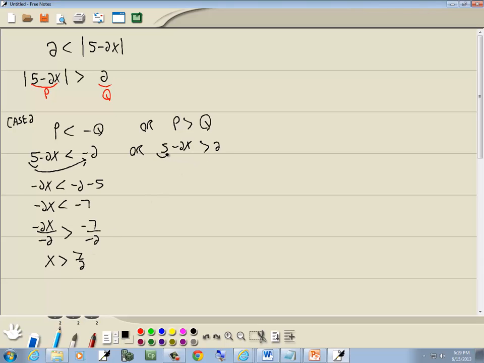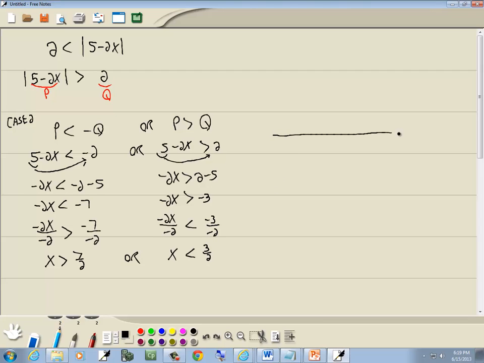Now in this one, we'll take the 5 over to the right side. So we've got negative 2x is greater than 2 minus 5. Negative 2x is greater than negative 3. Divide both sides by the number in front of your x, which is negative 2. And remember, we flip our inequality symbol, so this becomes a less than. So we get x is less than 3/2. And there's an or between them.